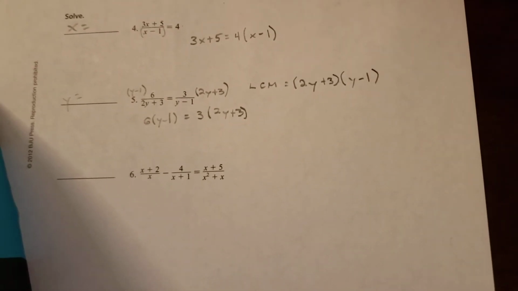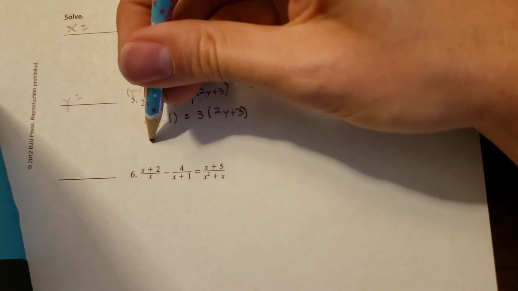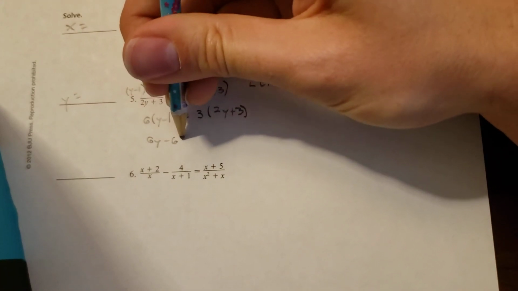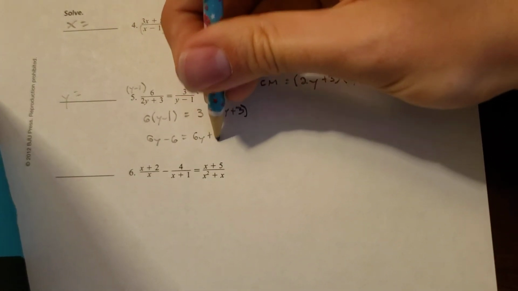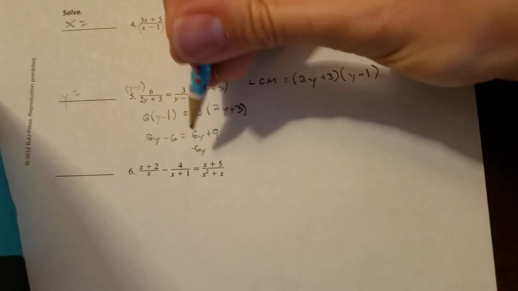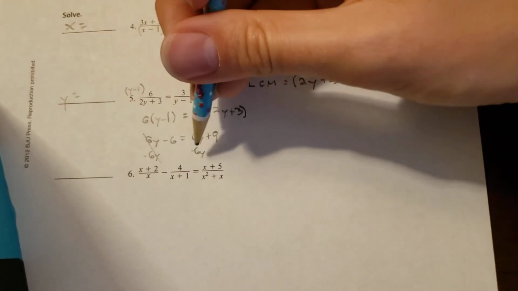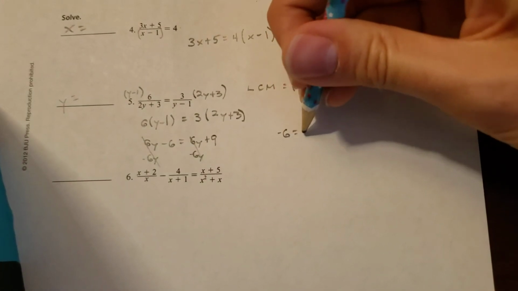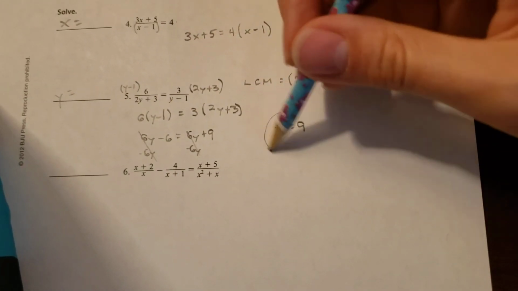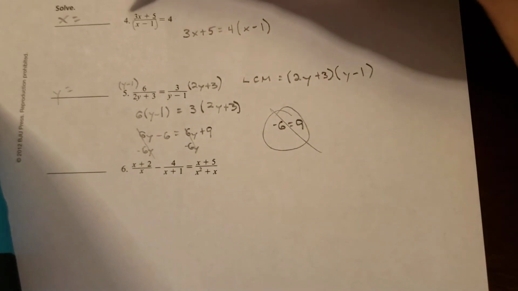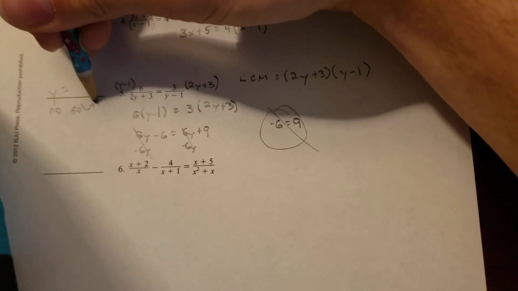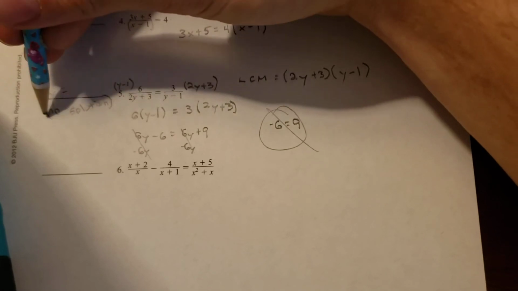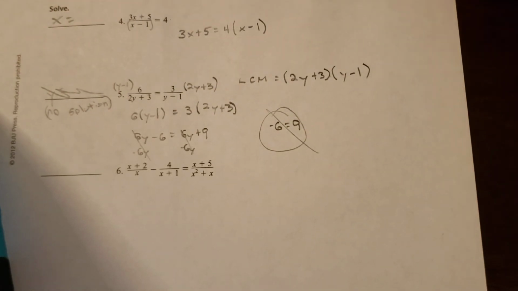Okay, now the unfortunate thing with this one is after multiplying it, we get 6y minus 6 equals 6y plus 9. Well, if I subtract 6y, that just gives me negative 6 equals 9. And that is not true, meaning no solution. So the answer is no solution.